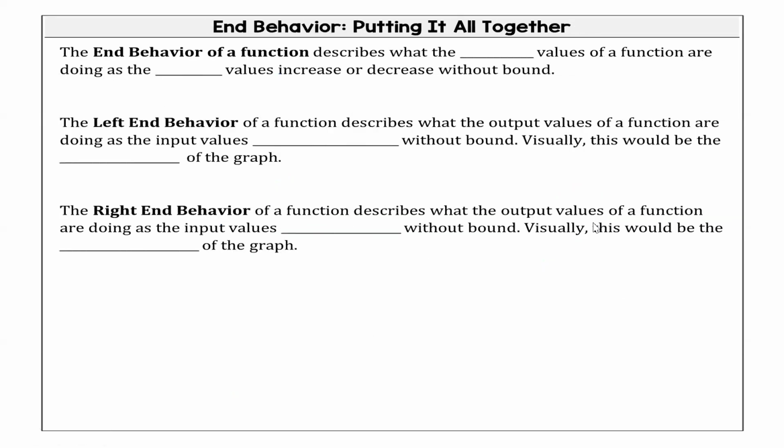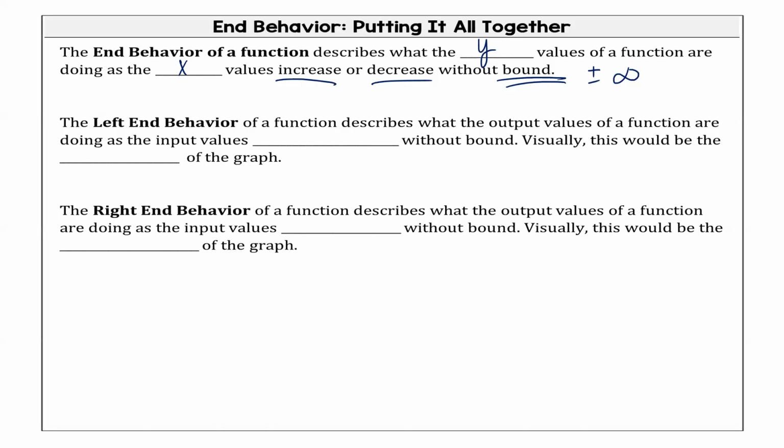Okay, so we're going to continue. Flipping over. So putting it all together, the end behavior of a function describes what your y values are doing as the x values are either increasing or decreasing without bound. Hence, that means we're heading towards either positive or negative infinity, right? Without bound just means positive and negative infinity.